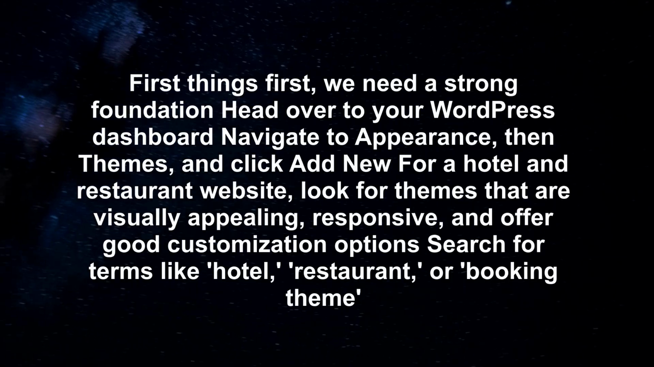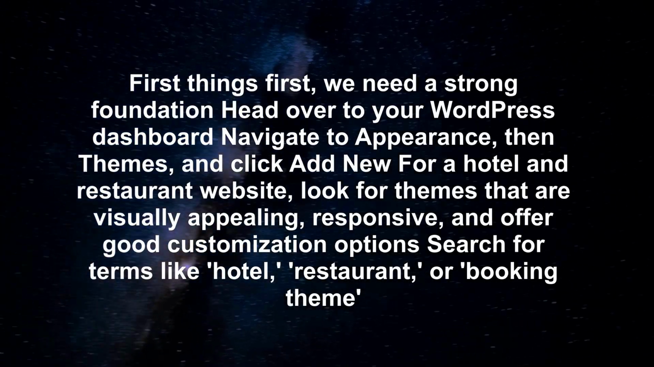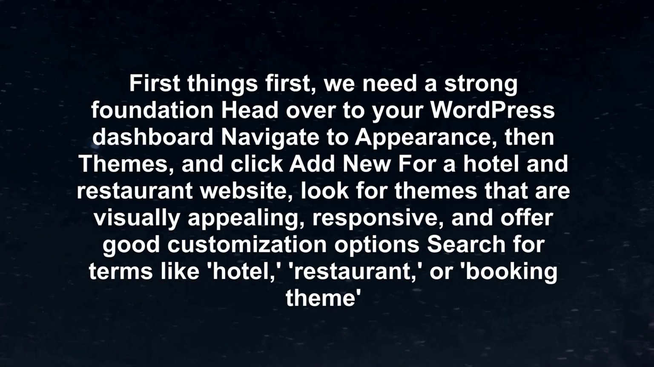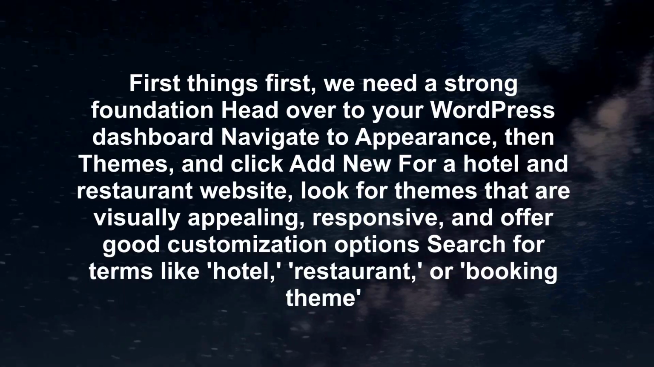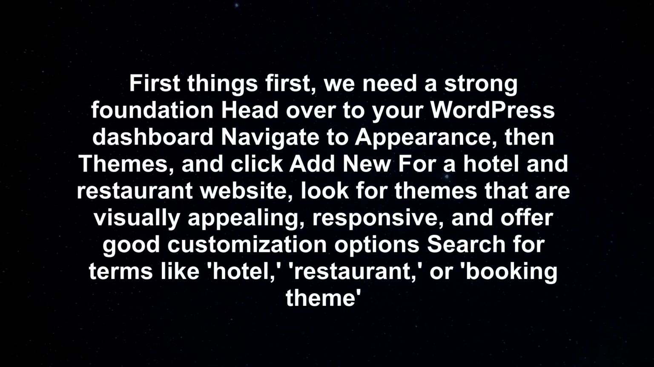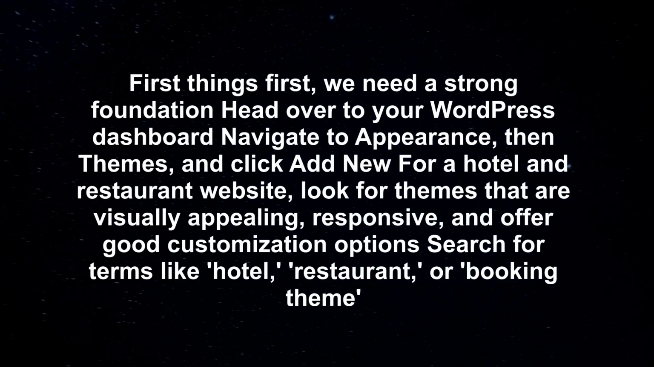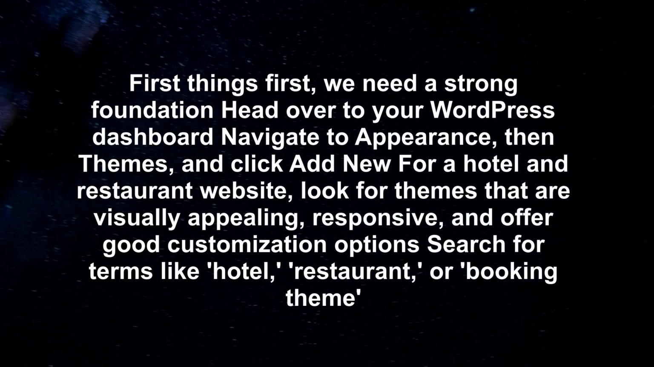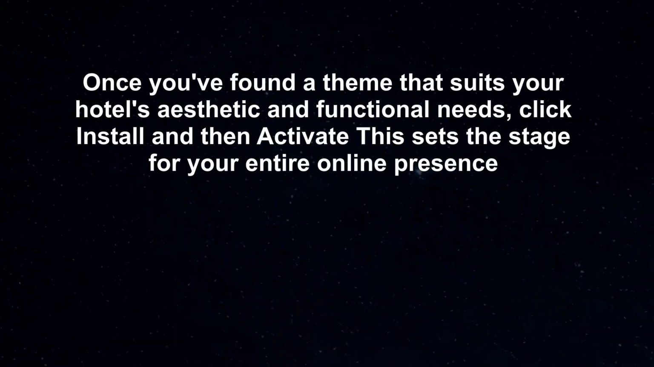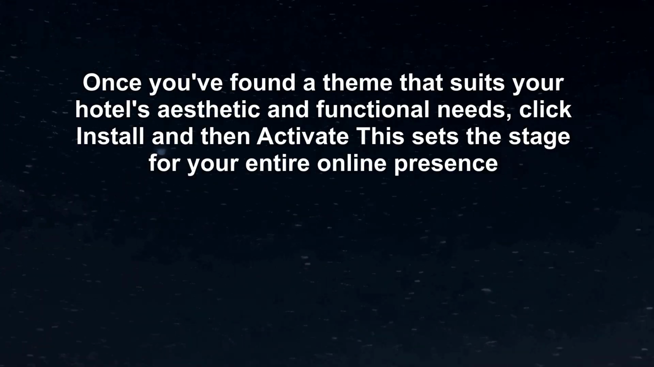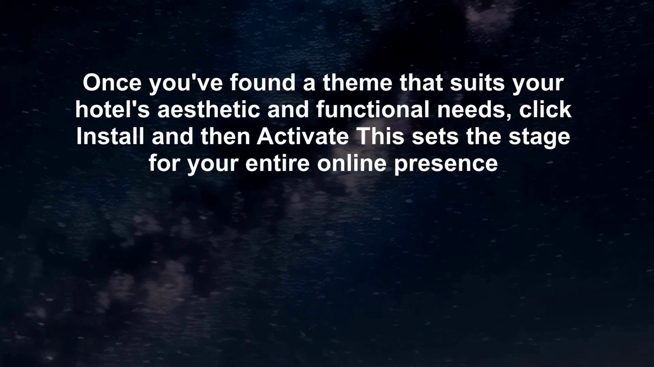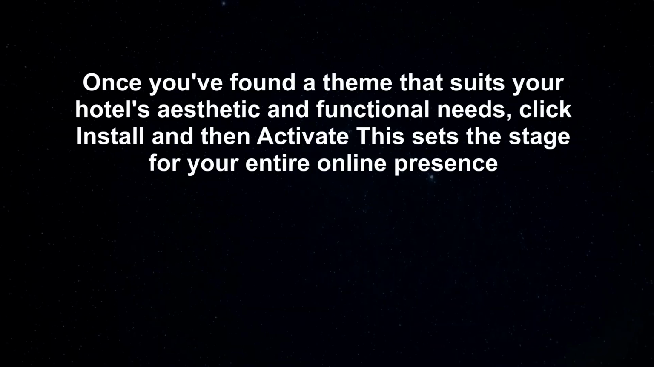Head over to your WordPress dashboard, navigate to Appearance, then Themes, and click Add New for a hotel and restaurant website. Look for themes that are visually appealing, responsive, and offer good customization options. Search for terms like hotel, restaurant, or booking theme. Once you've found a theme that suits your hotel's aesthetic and functional needs, click Install, and then Activate. This sets the stage for your entire online presence.